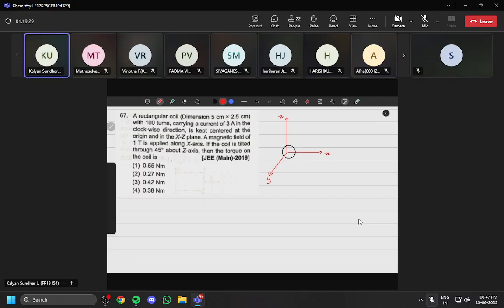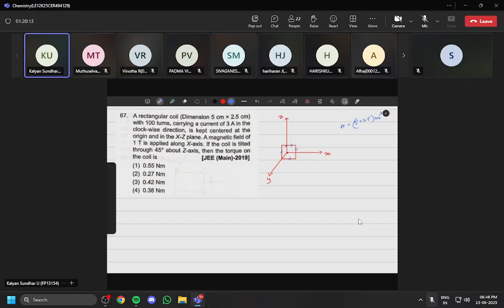Right. So it's a rectangular coil, centered at the origin, right? So the area of the coil will be 5 into 2.5 into 10 to the power minus 4. Correct? This is your area vector. Now, initially it is in the XZ plane, so the XZ plane is perpendicular to the area vector. Its current is carrying in the clockwise direction. So this is the clockwise direction. Correct? For the clockwise direction, the M vector will actually be inward, opposite to the Y axis.